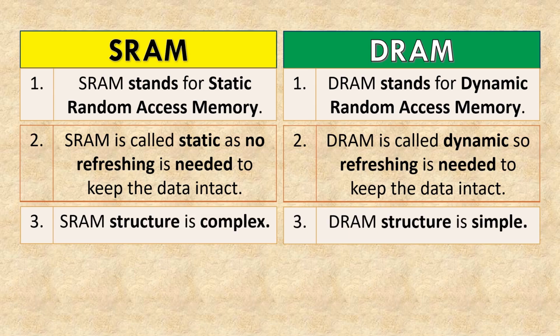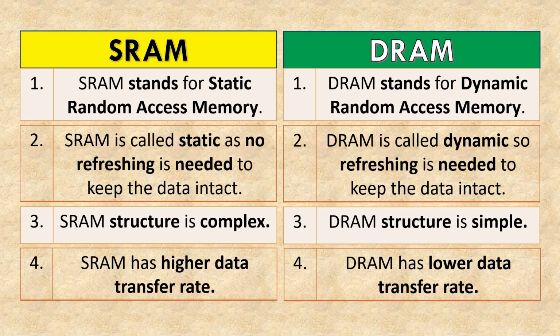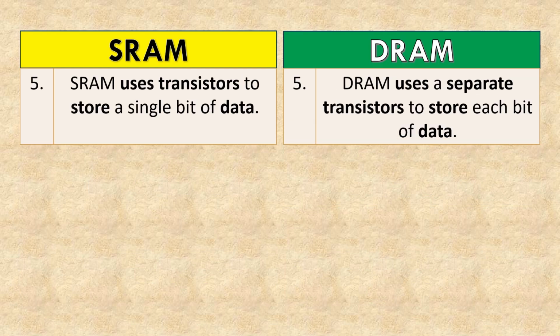SRAM structure is complex. DRAM structure is simple. SRAM has a higher data transfer rate. DRAM has a lower data transfer rate. SRAM uses transistors to store a single bit of data. DRAM uses separate transistors to store each bit of data.